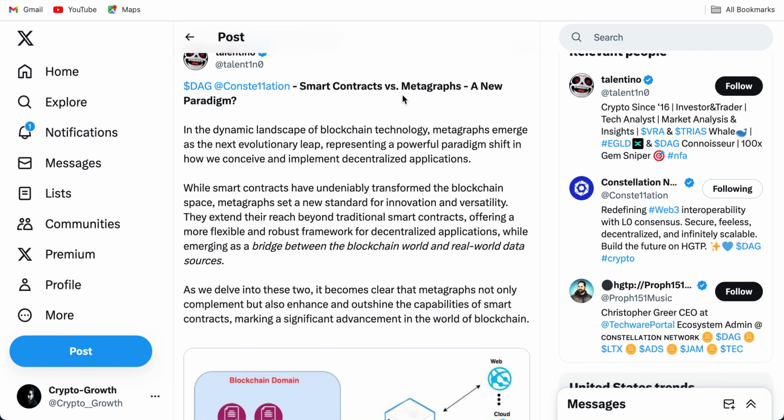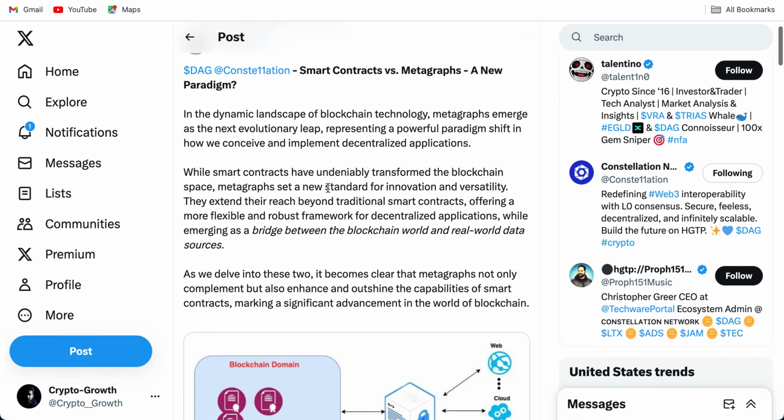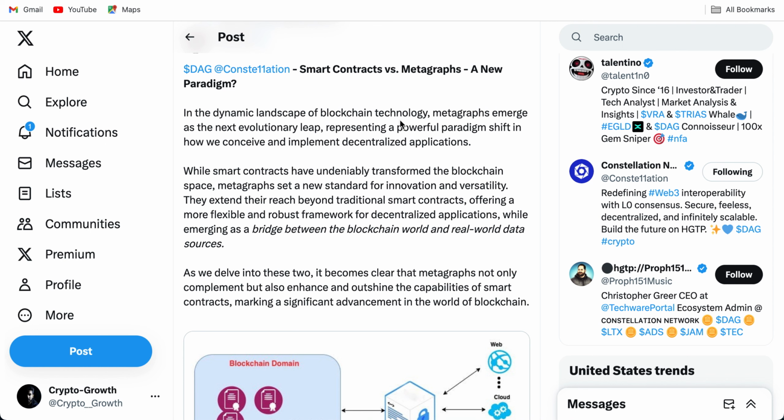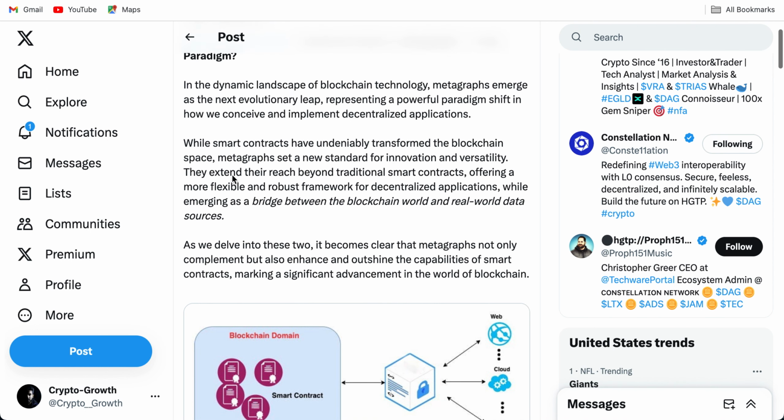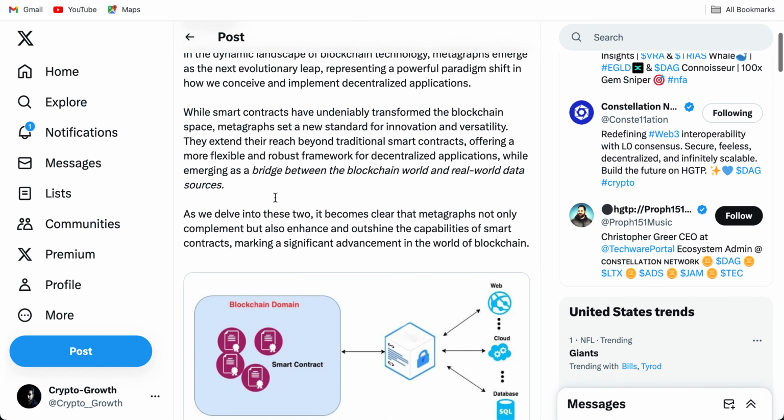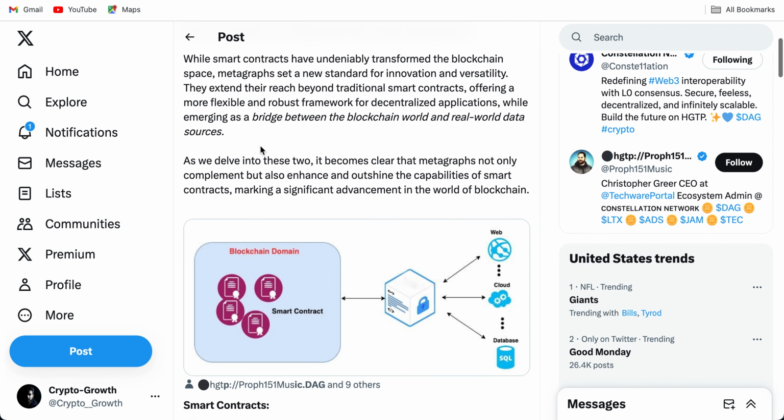DAG Constellation Smart Contracts versus Metagraphs, a new paradigm. In the dynamic landscape of blockchain technology, Metagraphs emerge as the next evolutionary leap, representing a powerful paradigm shift in how we conceive and implement decentralized applications. While smart contracts have undeniably transformed the blockchain space, Metagraphs set a new standard for innovation and versatility. They extend their reach beyond traditional smart contracts, offering a more flexible and robust framework for decentralized applications, while emerging as a bridge between the blockchain world and real world data sources.